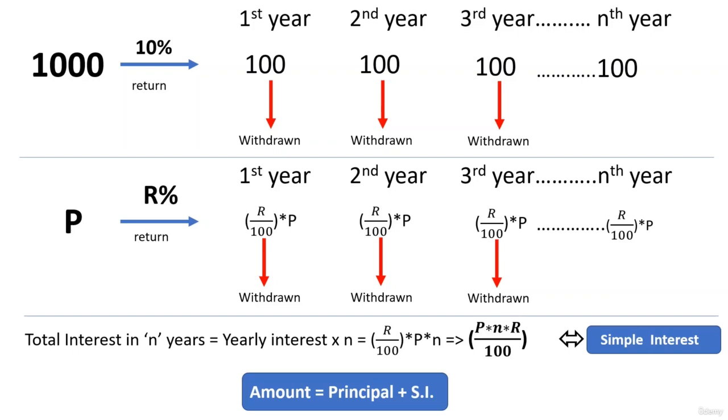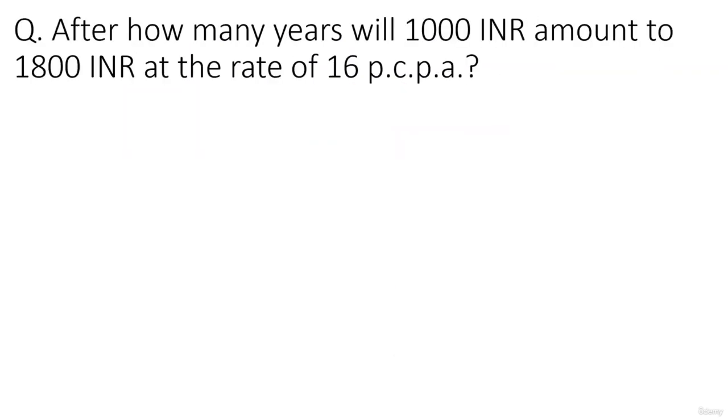So let's solve a few questions based on this now. After how many years will 1000 INR amount to 1800 INR at the rate of 16% per annum? Okay, so let's start by writing that the principal you are investing is 1000 rupees. It is amounting to 1800, meaning the amount is 1800 after some n number of years, right? So the simple interest, in this case, is nothing but the amount minus the principal, which is 1800 minus 1000, which is 800.